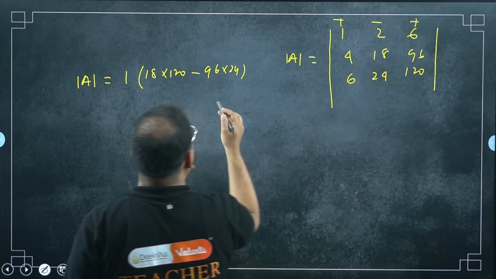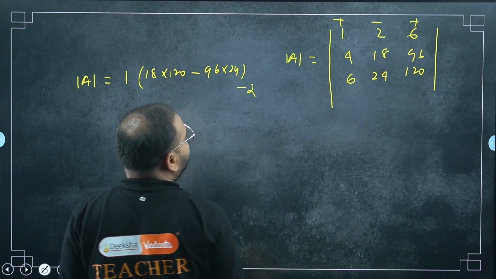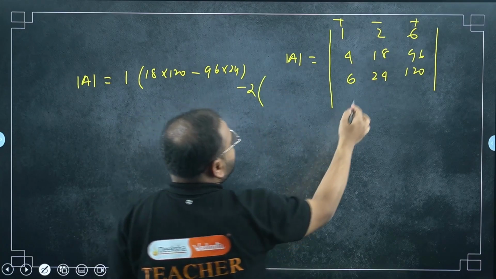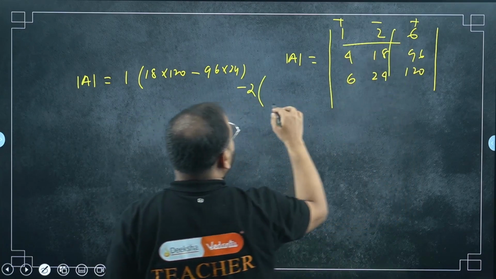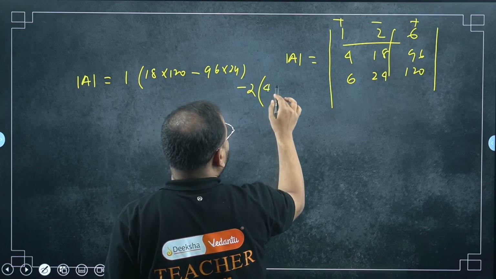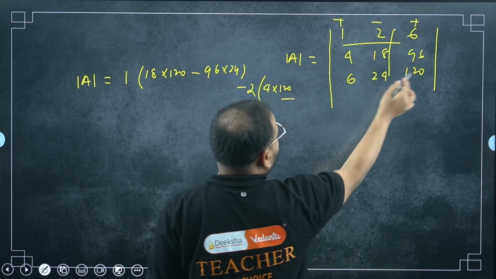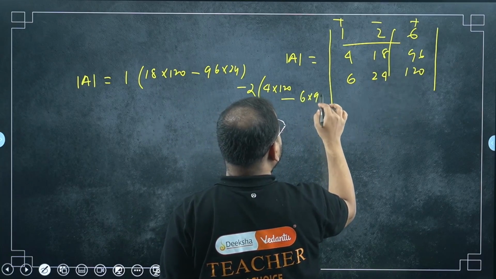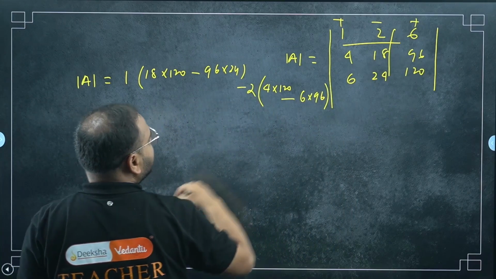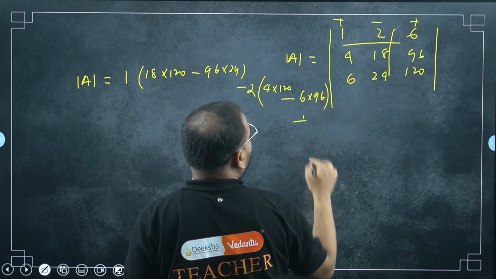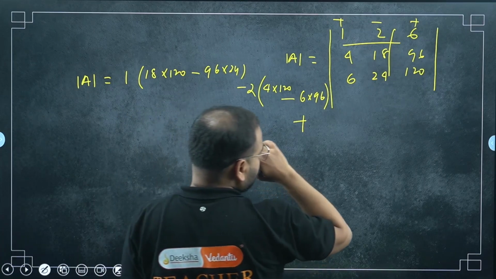Next is minus 2. I'll write it here only. Minus 2 times of what? So this will be cancelled now. So I'll get 120 times 4. So 4 times of 120 minus 6 times of 96. Okay. Next is positive. So I'll write here only positive. How will this look like?